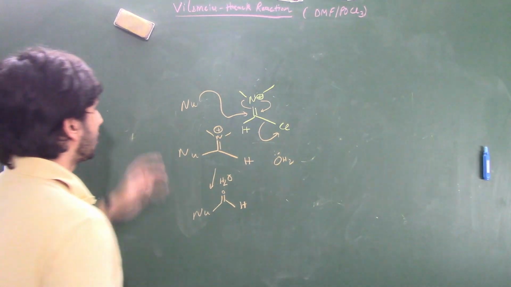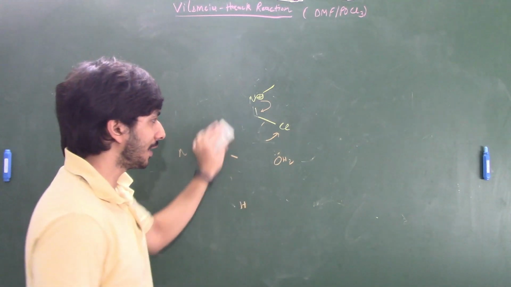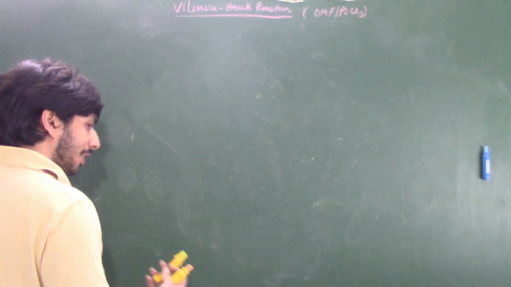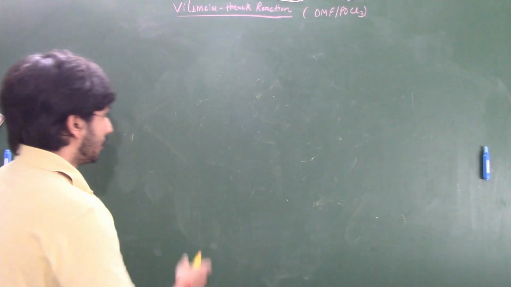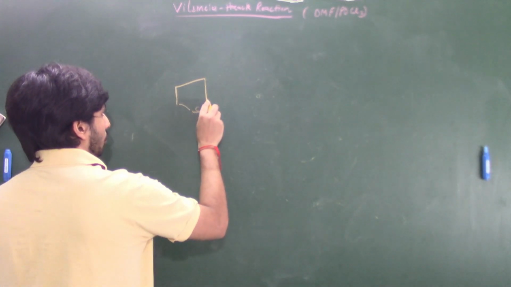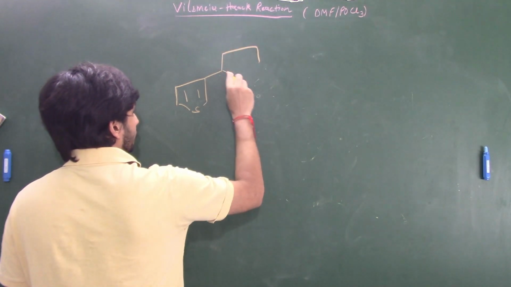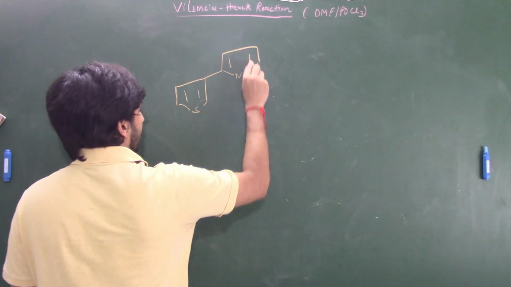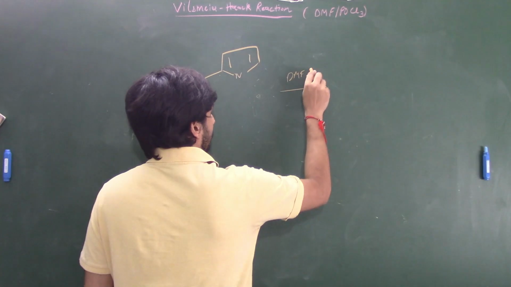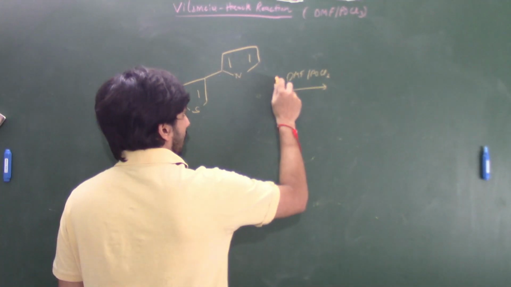Now the question is, how will the questions be put up, or what kind of questions have been asked in the CSIR examination before? One very common question that has been asked, let me give you a few examples. Let's say we have thiophene, and along with thiophene we have a pyrrole. And what I do is I add DMF-POCl3, and along with that, later on I'll do the workup.